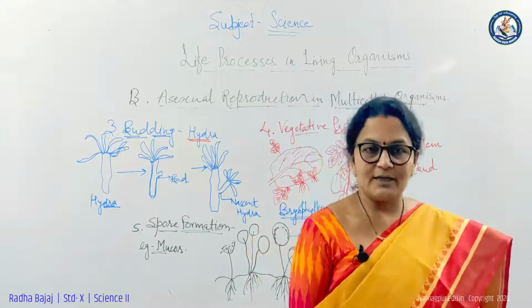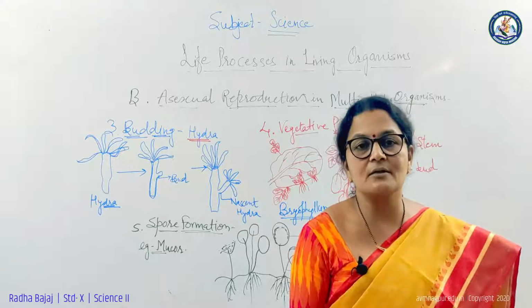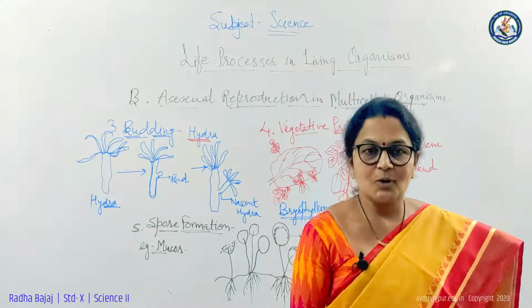So today I have tried to explain asexual reproduction in unicellular and in multicellular organisms. I think you got it well.